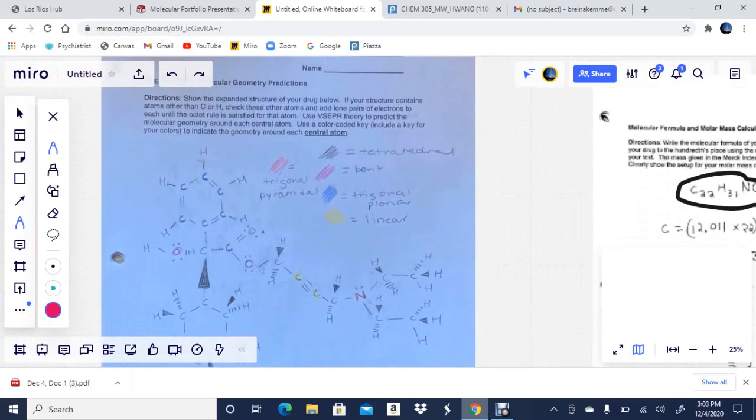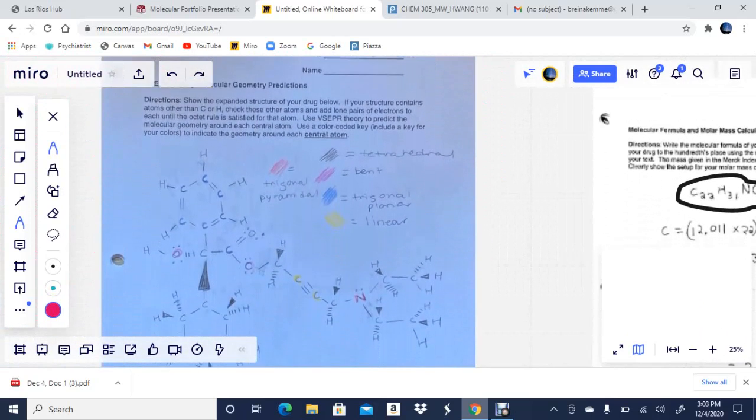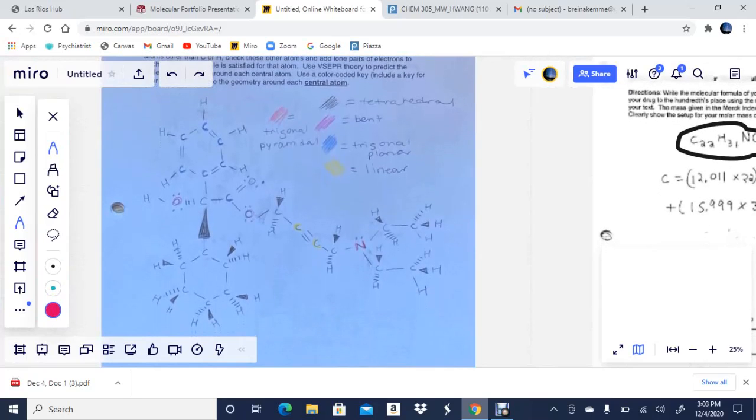Now moving on to the VSEPR theory molecular geometry predictions. Basically this is just trying to show a 3D version of Ditropan. That's what the triangles and dashed lines are trying to show, that it's 3D, it's not flat. So it's trying to give a more realistic picture of oxybutynin on a 2D piece of paper. And you'll see in the different colors here, I have the different molecular geometries.